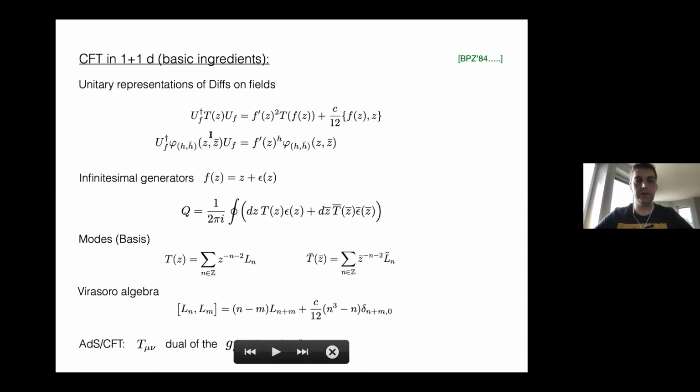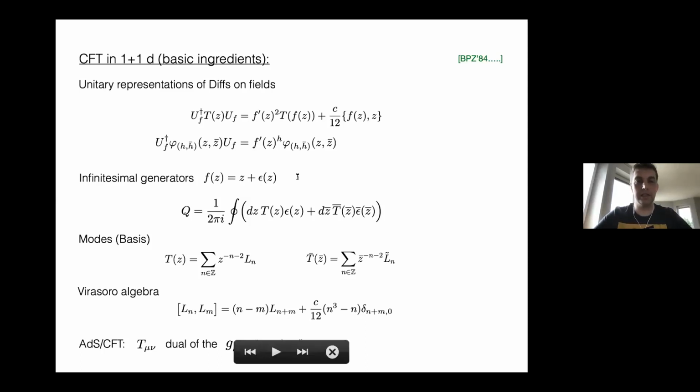In conformal field theories, we can also define primary operators or quasi-primary operators labeled by conformal dimensions h and h bar. And if we apply these unitaries on the primaries, the transformation is as follows. They're just multiplied by the derivative to the power h. And similarly, if we use the anti-chiral transformation, we would have just the derivative of the anti-chiral function to the power h bar. And the stress tensor itself plays a very important role in the CFT.